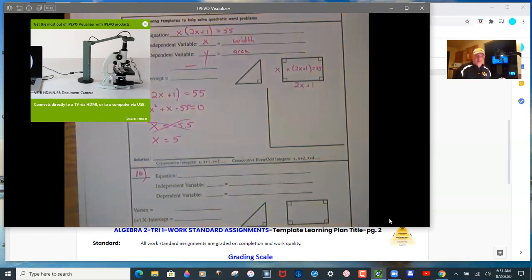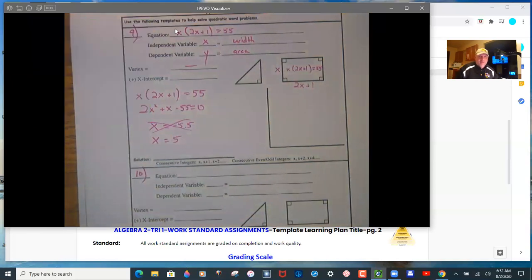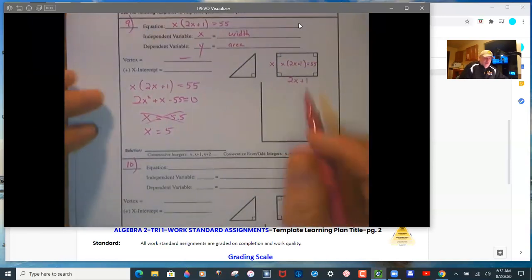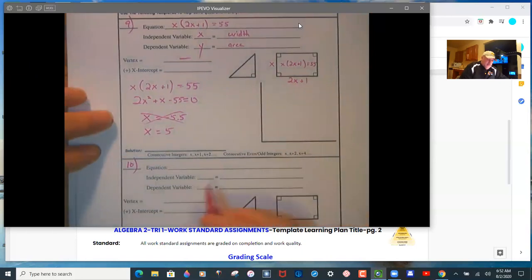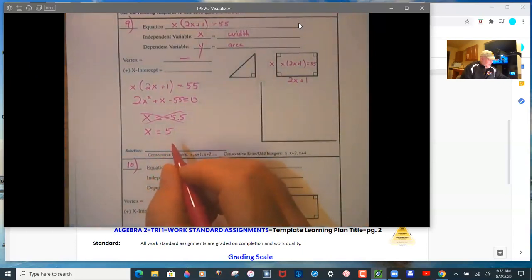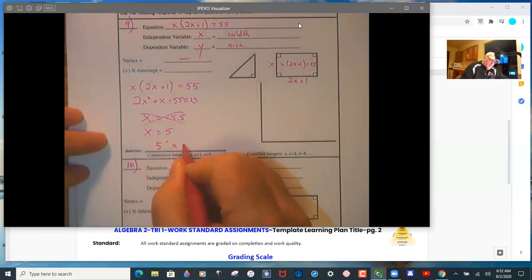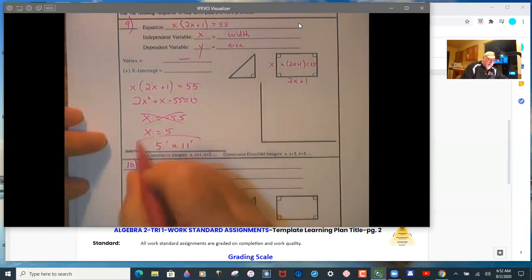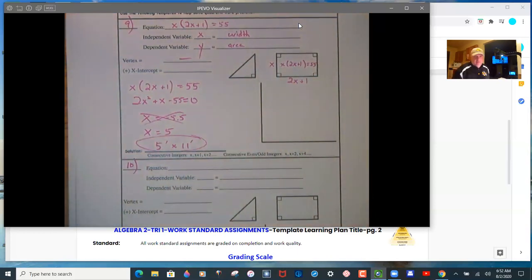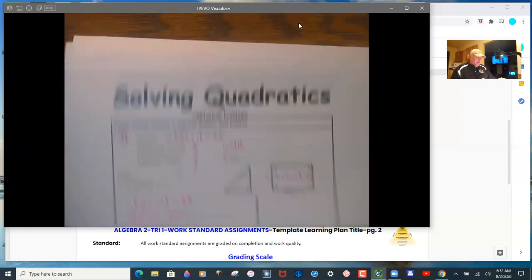There's that wonderful little ad that's going to bother me all year. So 5 by 11, it looks like. And again, we are talking feet this time. And is 5 by 11 equal to 55? It is. Okay, problem 12 next.